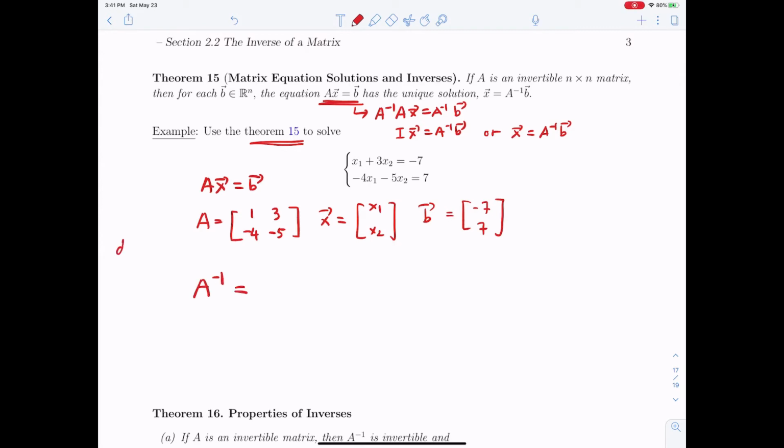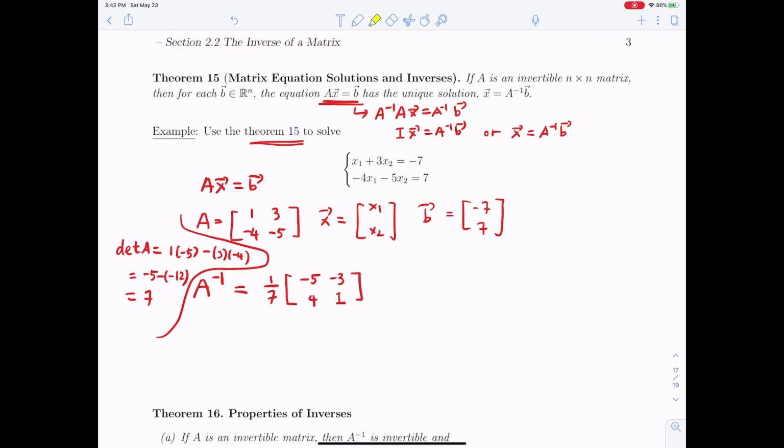So here the determinant of A is given by AD minus BC. So it should be negative 5 minus 3 times negative 4, which equals negative 5 minus negative 12. That gives you 7. So A inverse equals 1 over 7. So you switch the diagonal entries, so you get negative 5 and 1. And you put negative signs on the off-diagonal entries, so you get negative 3 and 4.